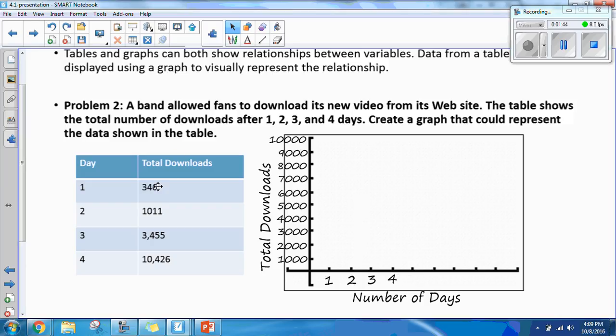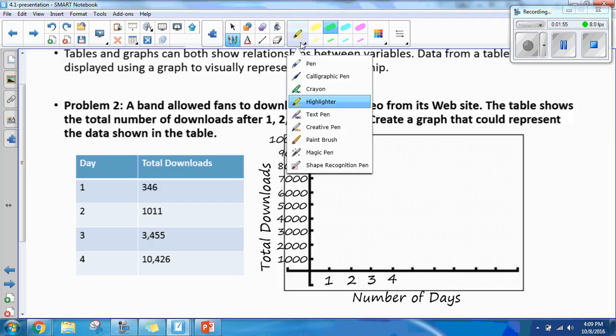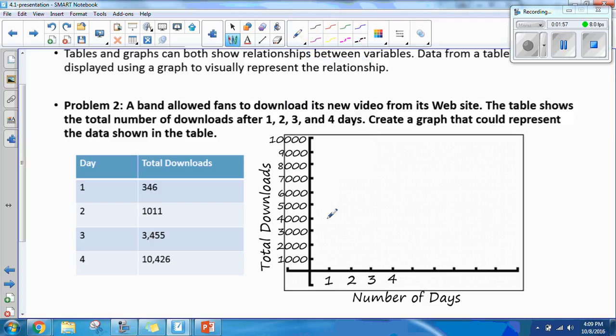The downloads range from 346 to 10,426, so we can use intervals of 1,000. Once you've labeled your axes, you can start plotting your points. So on day 1, we have 346 downloads. Day 2, we have just a little bit above 1,000. Day 3 is about halfway between 3,000 and 4,000. And day 4, we've passed 10,000.